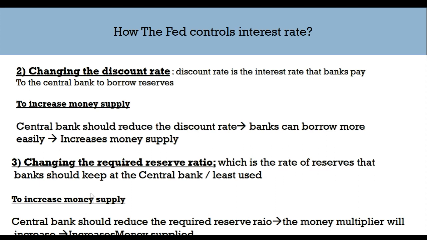To increase money supply, central banks should reduce the required reserve ratio. This will lead to the money multiplier increasing, and this will increase the money supply. And also the opposite: if the Fed wants to decrease the money supply, the central bank would increase the required reserve ratio, and in this case, the money multiplier will decrease, and this will decrease the money supply.